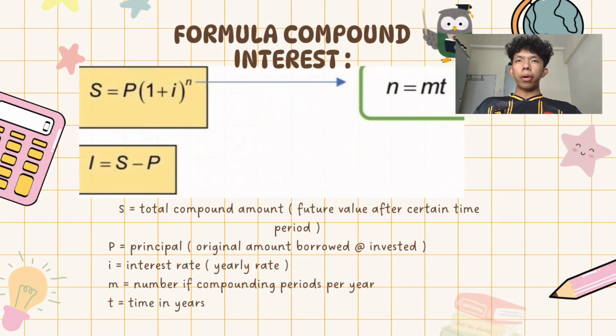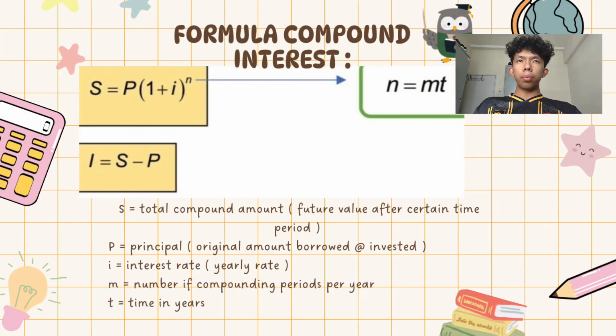Next, the formula of compound interest is S equals P multiplied by (1 plus i) to the power of n, where S is the total amount, the future value after a certain time period, P is the principal, the original amount that we borrowed or invested, i is the interest rate, the yearly rate, and T is time in years.